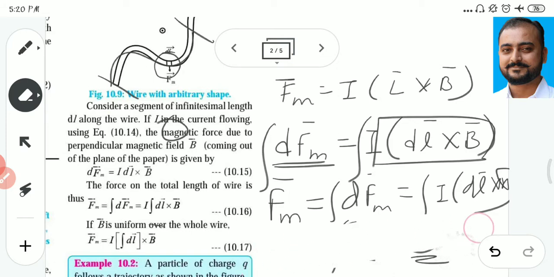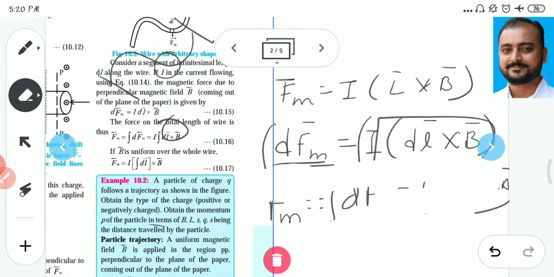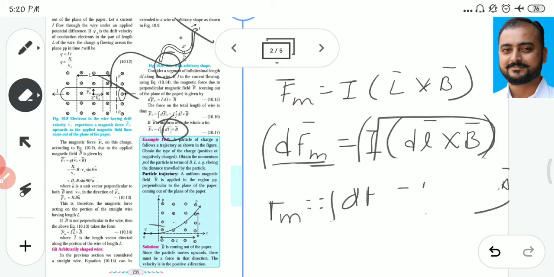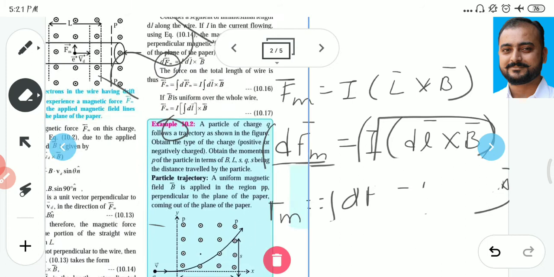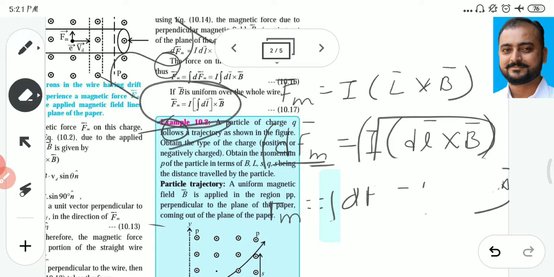So in this case simply here you get a relation for a wire which is nothing but of arbitrary shape. And for that wire the force acting is given by this formula, that is Fm is equal to this one. Okay, it's very simple, there are no complications in these equations.